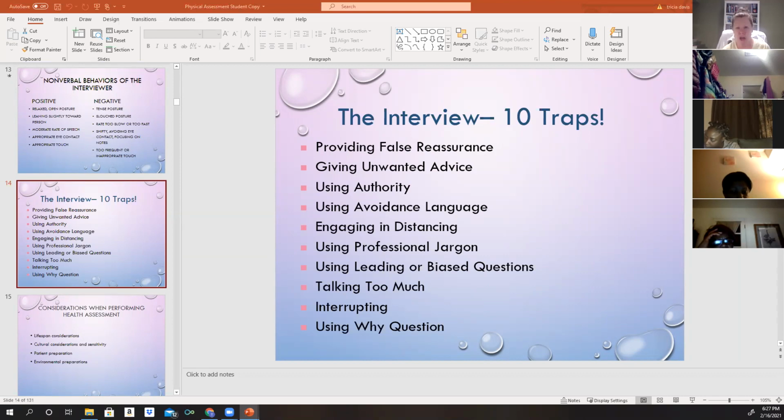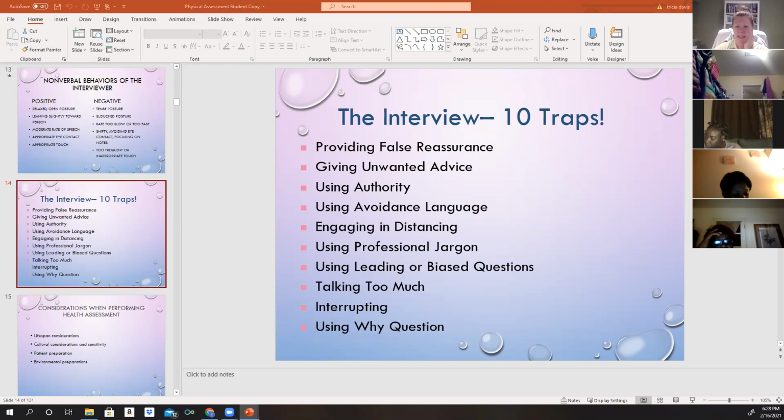Using professional jargon. We want to not use professional jargon. I get confused with this slide. So I say that you speak in professional terms, but you also have to take into consideration the educational level of your patient. So if you're saying things and you feel like your patient doesn't understand, it's okay for you to verify, do you understand what I'm saying? Does that make sense? Do you need me to explain it another way?